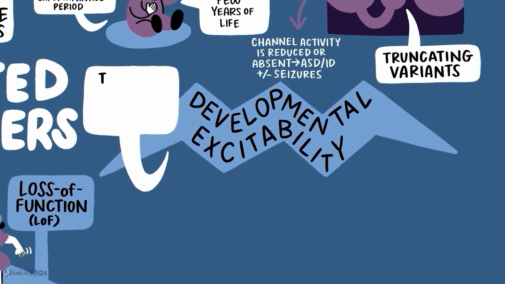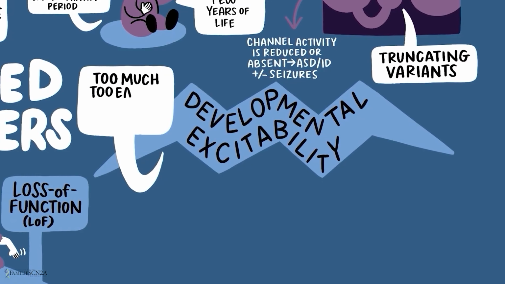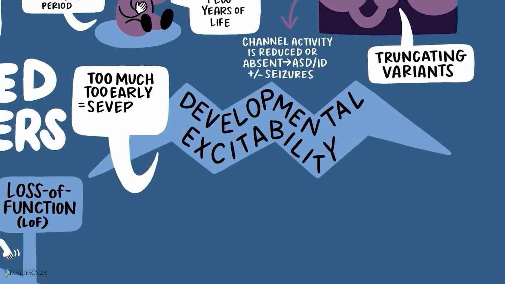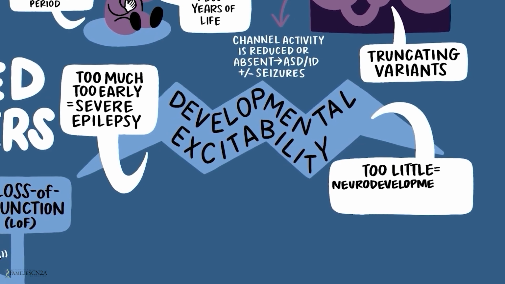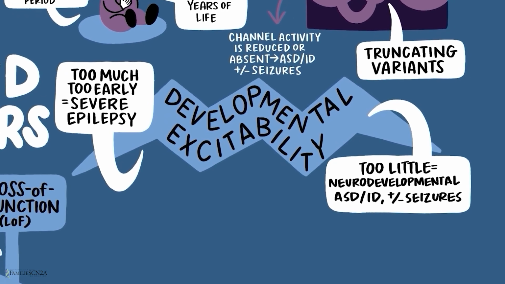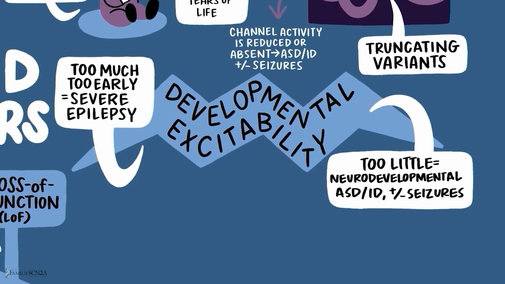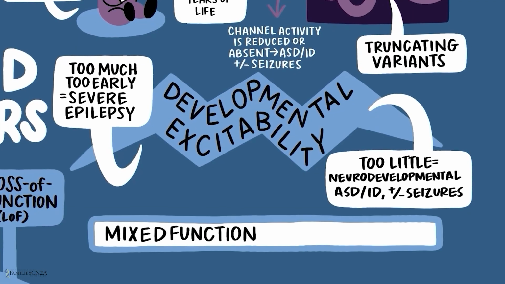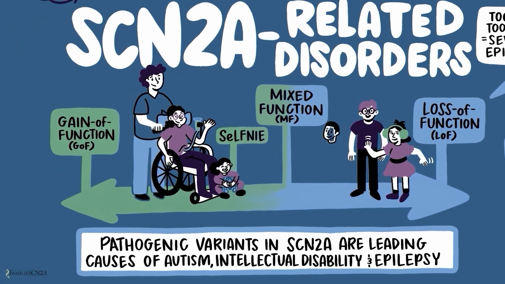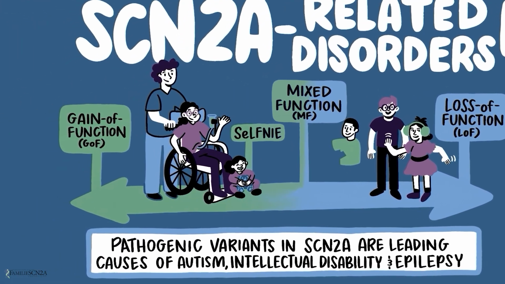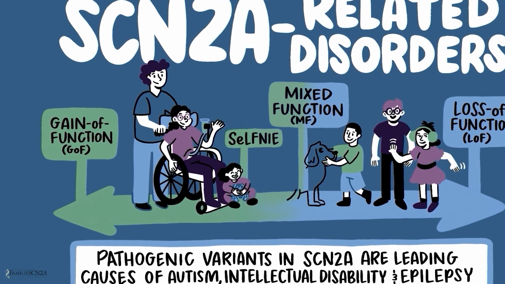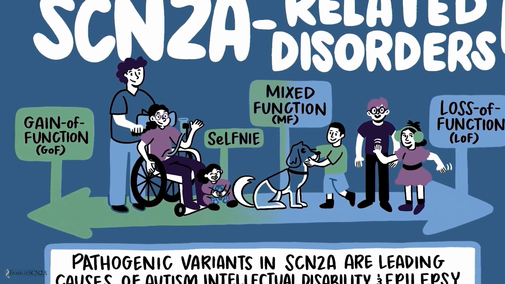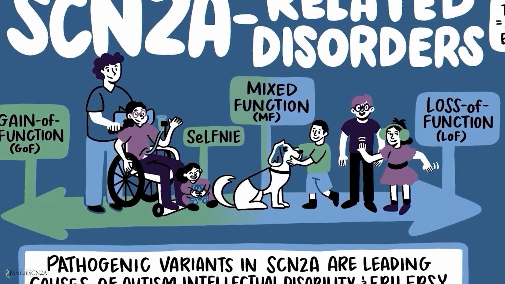Push excitability up too much early on, you get severe epilepsy early in life. Push it down or knock it out in certain circuits, you get more of a neurodevelopmental ASD-ID picture, with or without seizures. In addition to gain and loss of function variants, some variants are difficult to characterize because they exhibit features of both gain and loss of function variants. These are known as mixed function variants and are associated with a range of phenotypes, including both epilepsy and ASD.